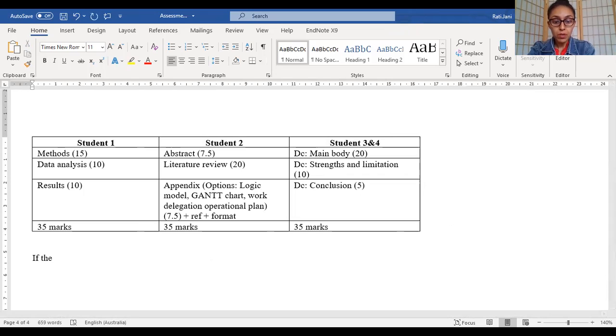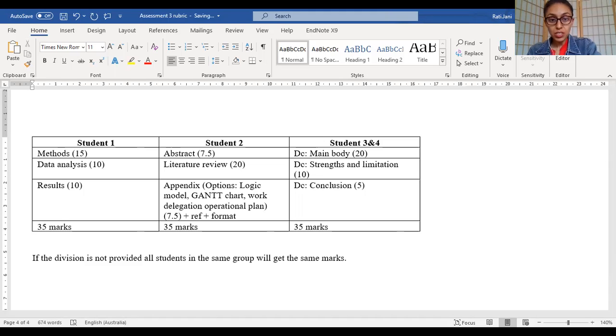If the division is not provided, all students in the same group will get the same marks. Okay, so now I have written it and it's official. You can't make it more official than this. So please be mindful and give me the division.